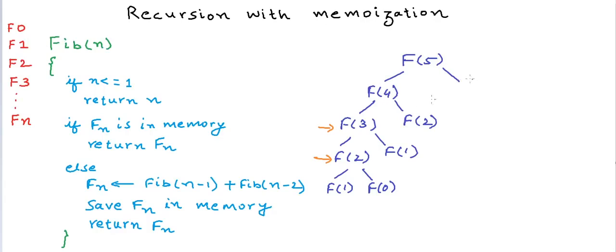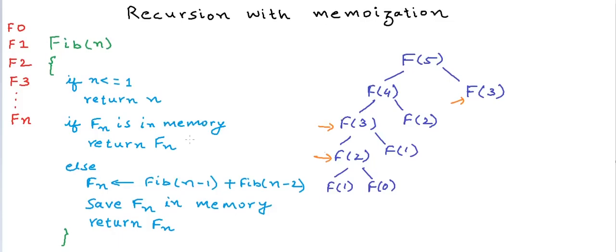Again, F5 also makes a recursive call to F3. Now F3 has also been calculated once before and it is in memory. So F3 simply returns the value from the memory here, and the tree does not grow here as well. So what we are basically doing here is we are avoiding all the recalculation of the same state again and again. This particular implementation reduces the time complexity of this particular program significantly. So this is recursion with memoization.